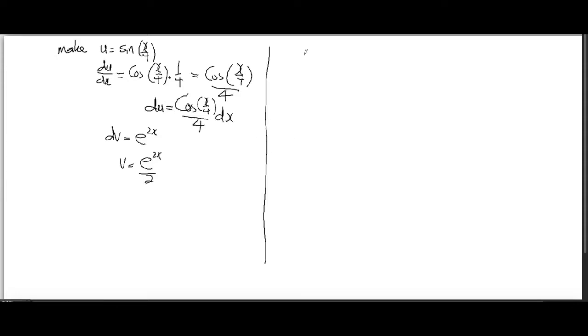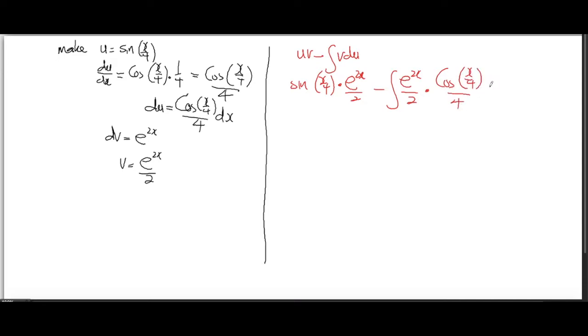separately. So we have uv minus integrating v du. So u here is sin(x/4) multiplied by v, which is e^(2x)/2, and then minus integrating v du, e^(2x)/2, and du is cos(x/4)/4. And this one I can simplify as sin(x/4) e^(2x)/2 minus 1/8 integration e^(2x) cos(x/4).